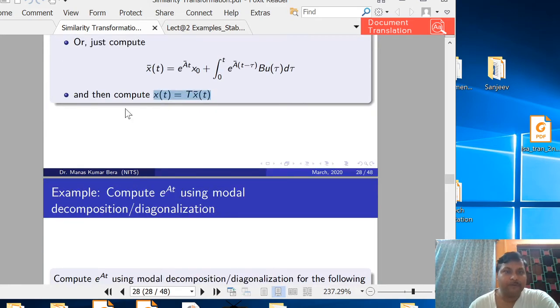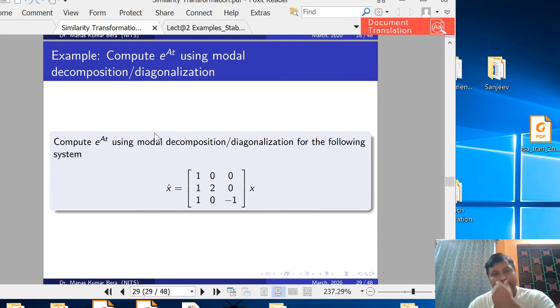Now, whatever we have discussed till now, we will try to do with an example, the same example we took for diagonalization. Suppose it has been asked: compute e to the power At using modal decomposition or diagonalization for the following system. The method we have discussed is also known as the modal decomposition or diagonalization approach. So in your exam, if it is asked to calculate e to the power At using the modal decomposition approach, you have to use this method. You cannot use the other two methods we have already discussed.